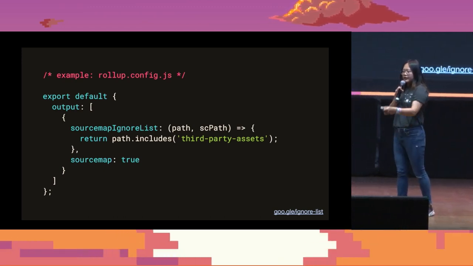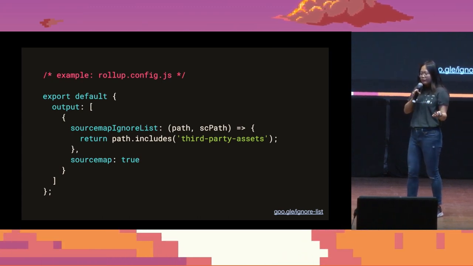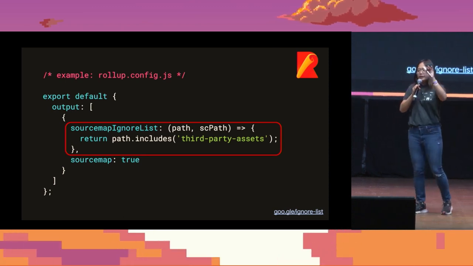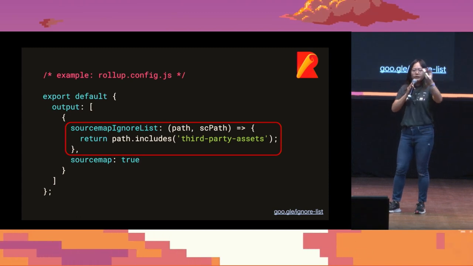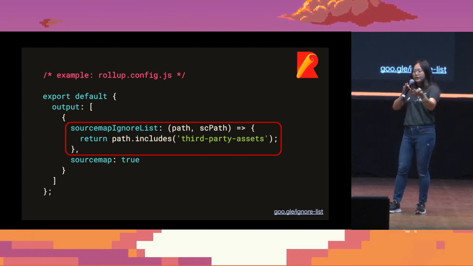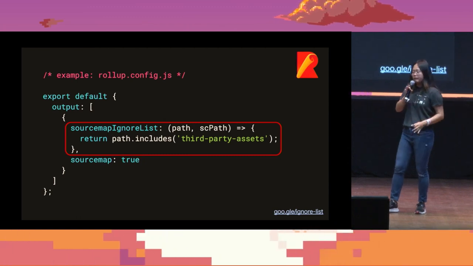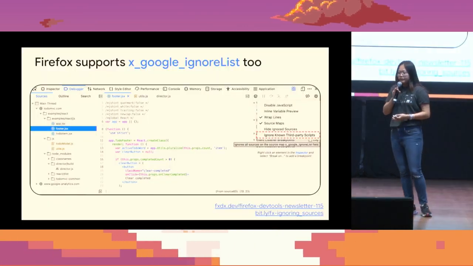So what you can do is, in the sourcemapIgnoreList, you need to tell it what you want to hide. In this case, I want to hide everything that has the path of third-party asset. So anything here will just be hidden by default. And if you have more than one folder, you can just specify that and then hide it by default. That makes your debugging slightly easier.